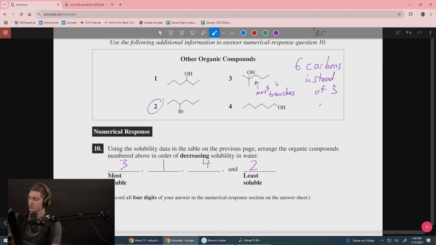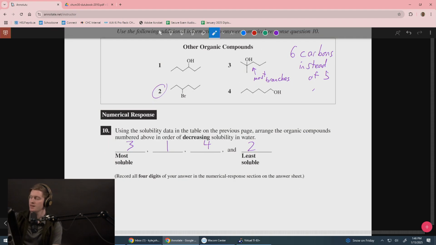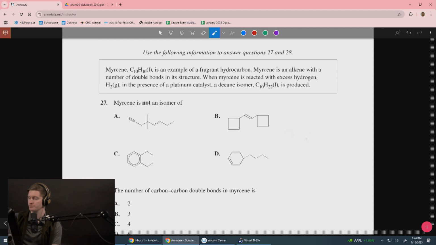Therefore, it's more soluble. And all of the alcohols are more soluble than the halogenated hydrocarbon because they're capable of not just having dipole-dipole interactions, but also hydrogen bonds, and that will make them more soluble in water.